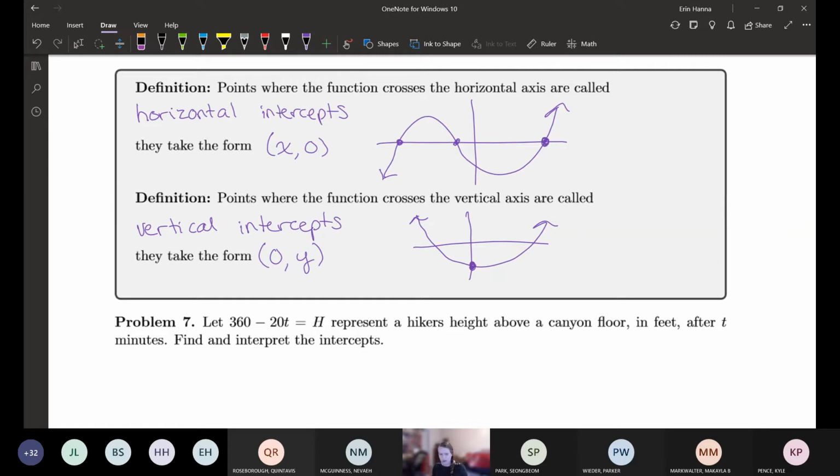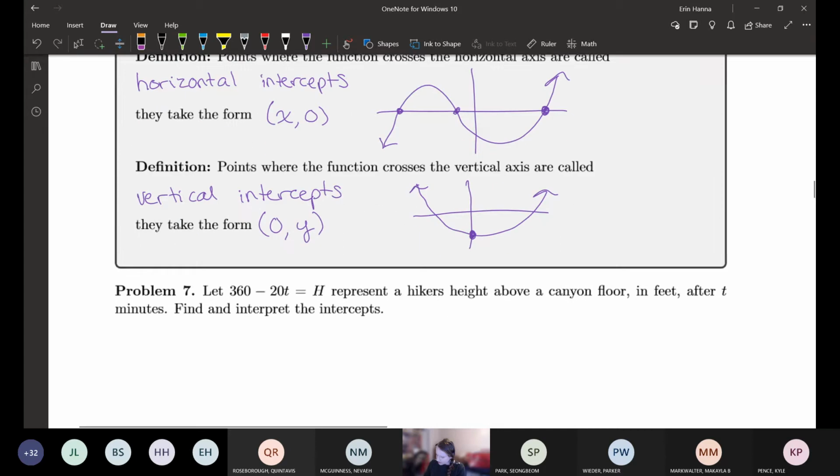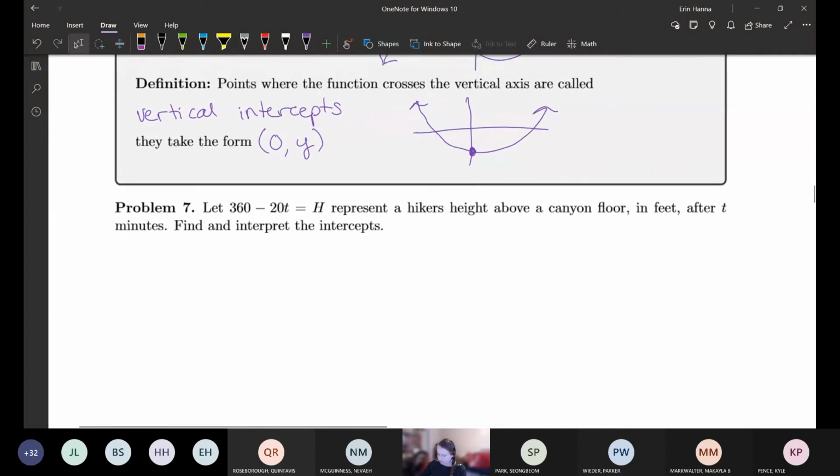So we can have as many horizontal intercepts as we want. It'll be based off of the function, but there can be as many as necessary. But for vertical intercepts, there will only ever be one, if it's a function, which is what we are working with. So let me try to leave that part in there.